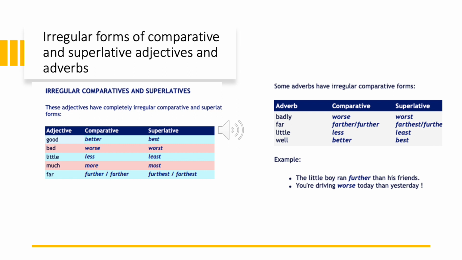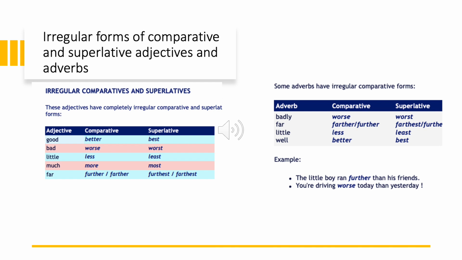Similarly with adverbs too. For example, badly. Badly, you say worse and worst. He treated the dog very badly, and he treated the dog worse than his neighbor. His treatment of the dog was the worst. So that is how badly becomes worse and worst. Similarly with far, little, and well.